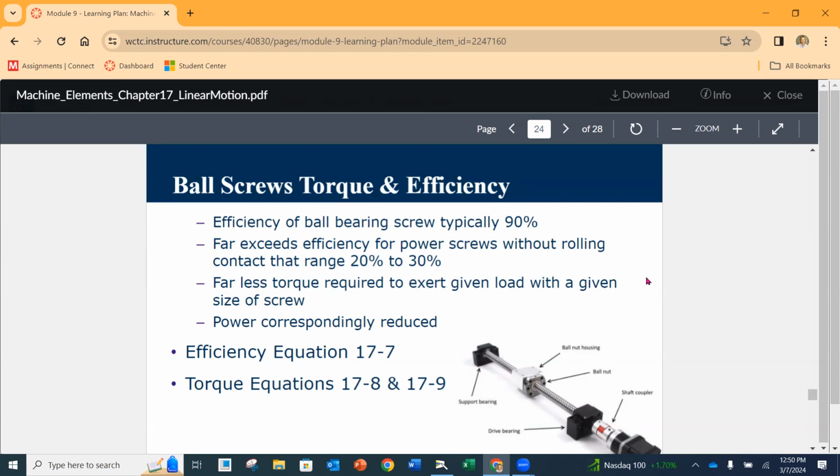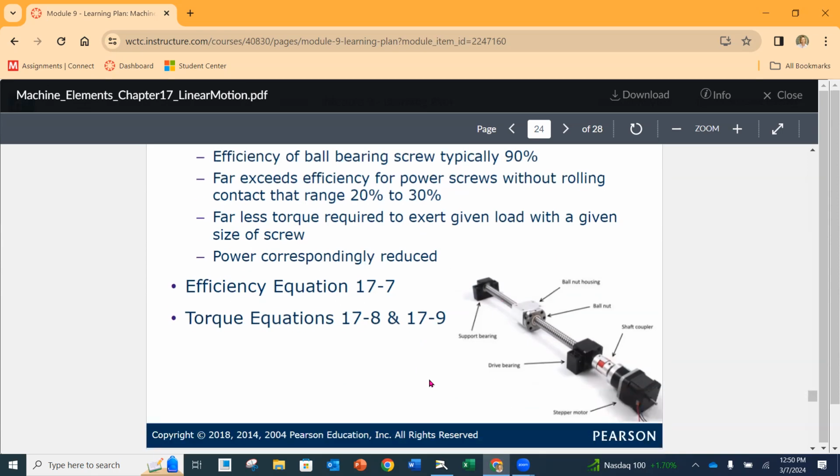So in the problem that you're going to do, which is going to be the third example in the book, you're going to actually size and look at a ball screw application for that very same one that you're using the lead screw for. And you're going to notice there is a difference in the torque that's required as well as the efficiencies that are achieved.